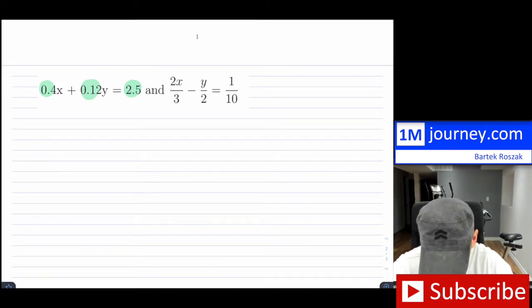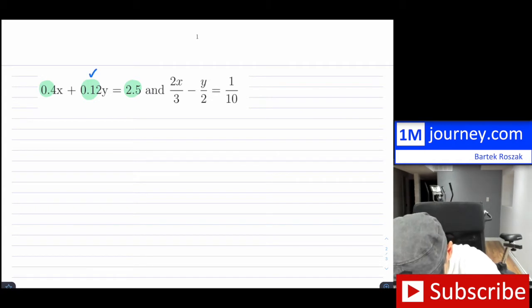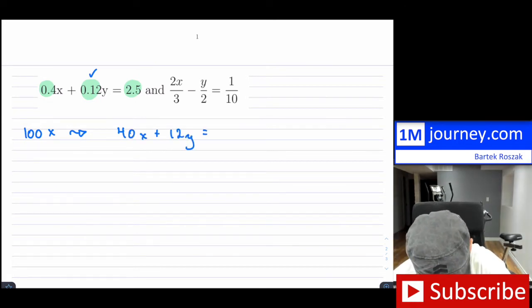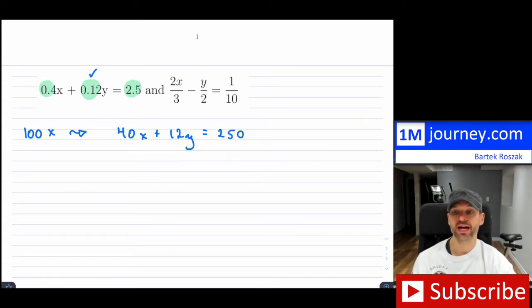So you can easily just multiply the entire equation by some number. Most of the time you can just multiply by tens, and then you'll get what you need. Since I have two decimal places here, I'm going to multiply this entire line by 100, and that is going to give me the following. 0.4 times 100 is now 40x, then 12y, and this is going to be 250. We have no more decimals.